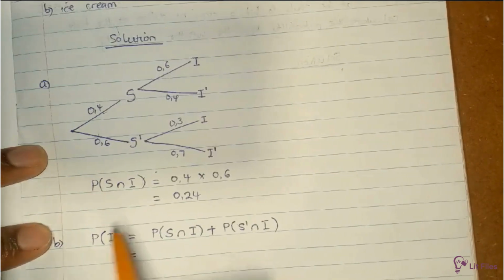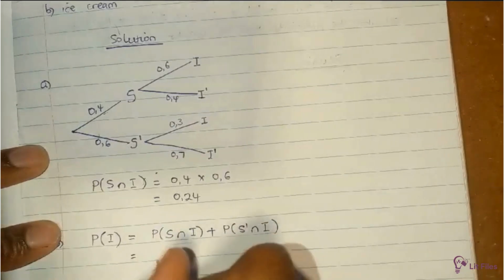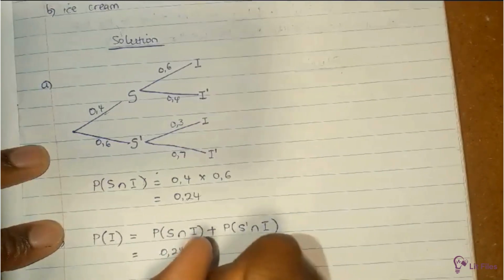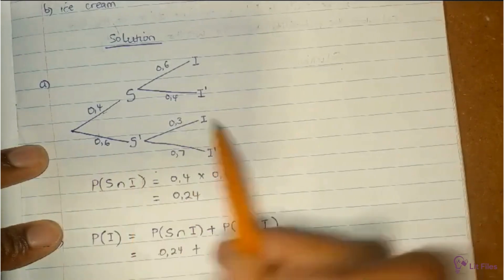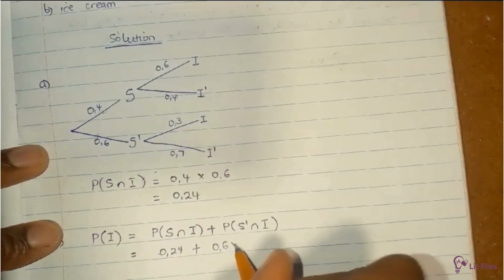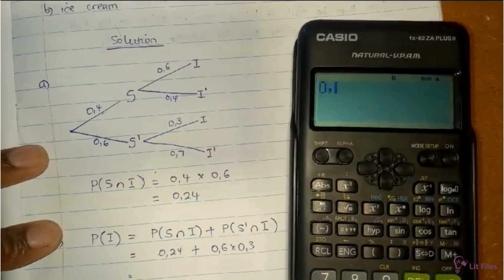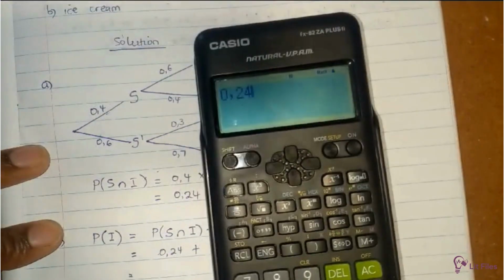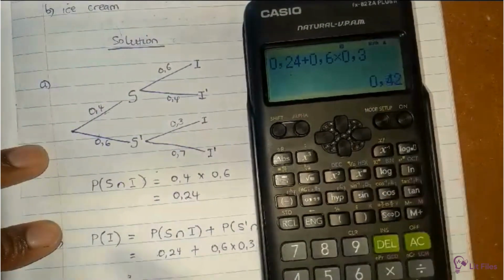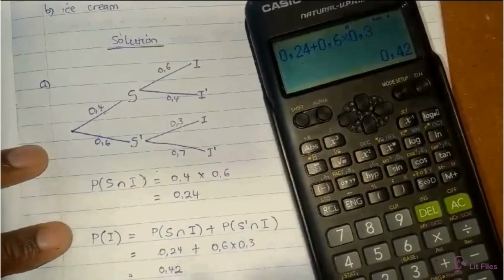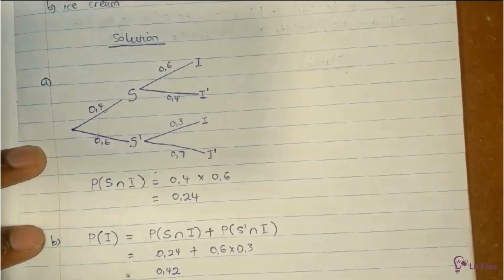For the steak and ice cream, we have the 0.24 from above, right? And then plus not choosing steak and choosing ice cream, that's actually 0.6 times 0.3. So you punch that in the calculator: 0.24 plus 0.6 times 0.3. You should get your answer there as 0.42. Now that's it. That's how we deal with problems that involve tree diagrams. Thank you.